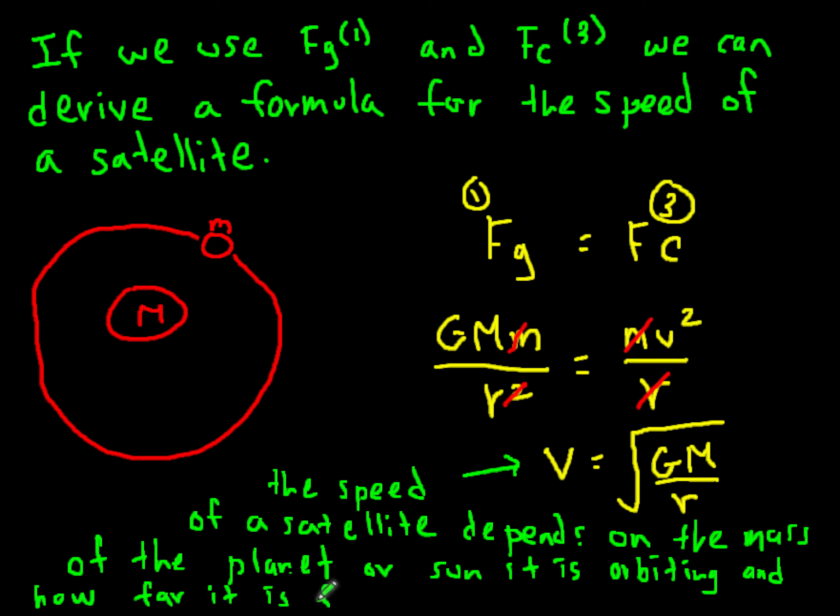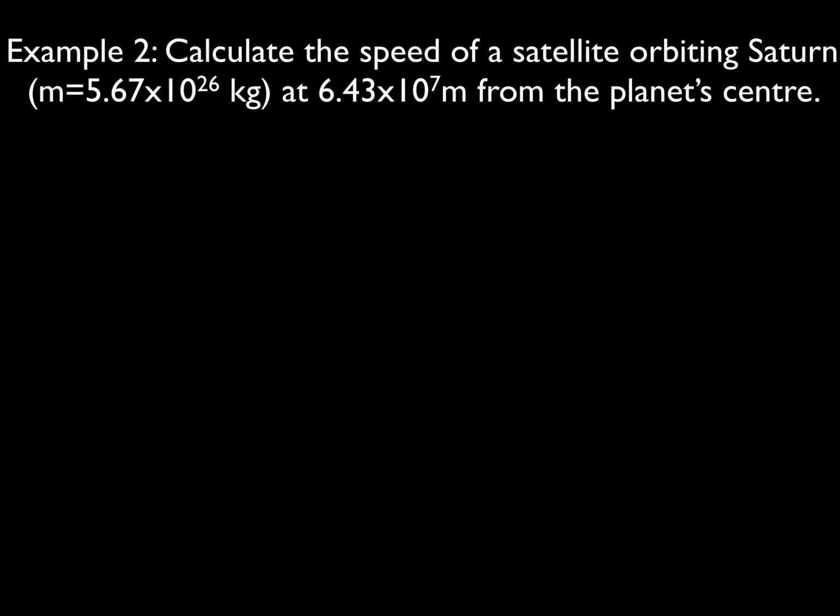So the speed of a satellite depends on the mass of the planet or sun it's orbiting, and on how far it is from the object's center. Be really careful with the r values when you're doing satellite motion, because r always goes to the center of the object, just like it did in universal gravitation.